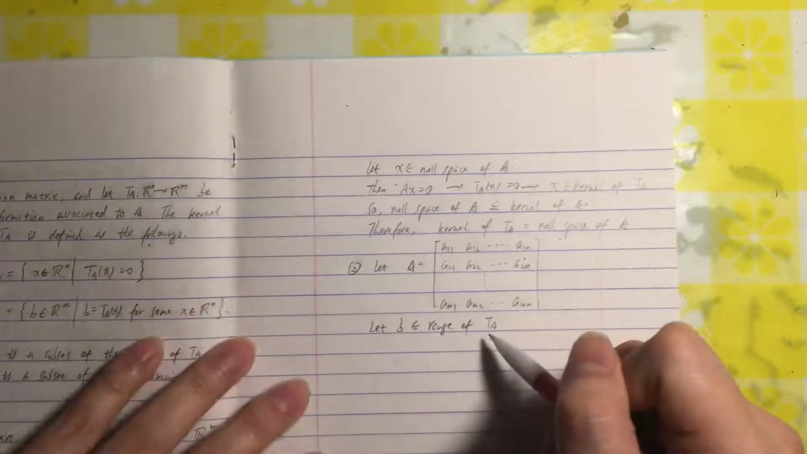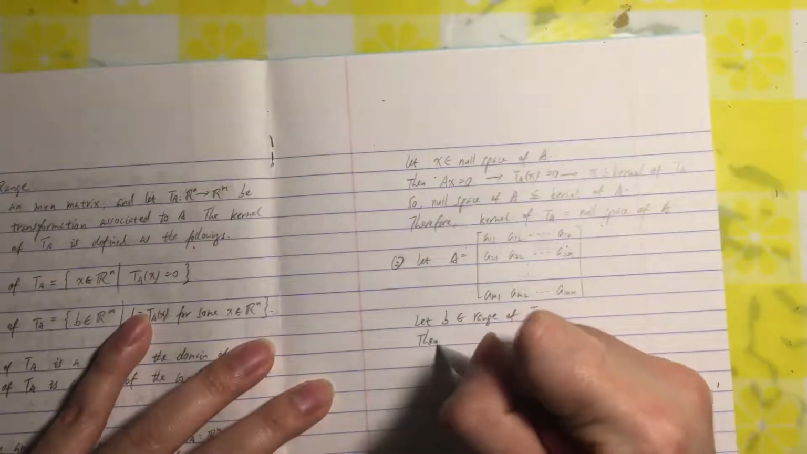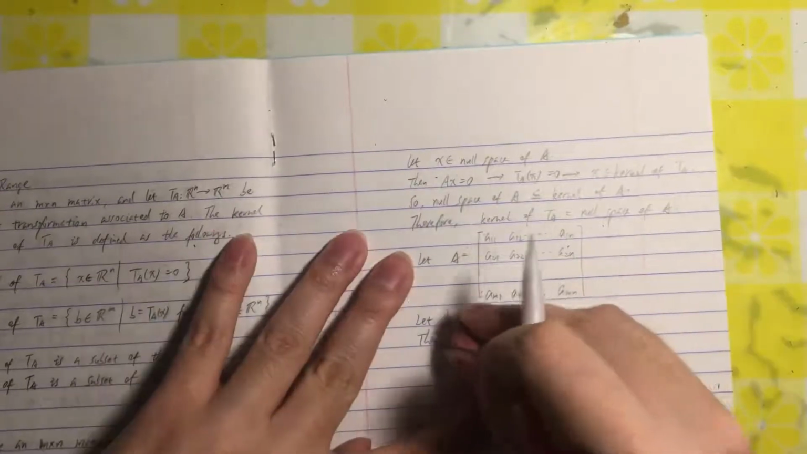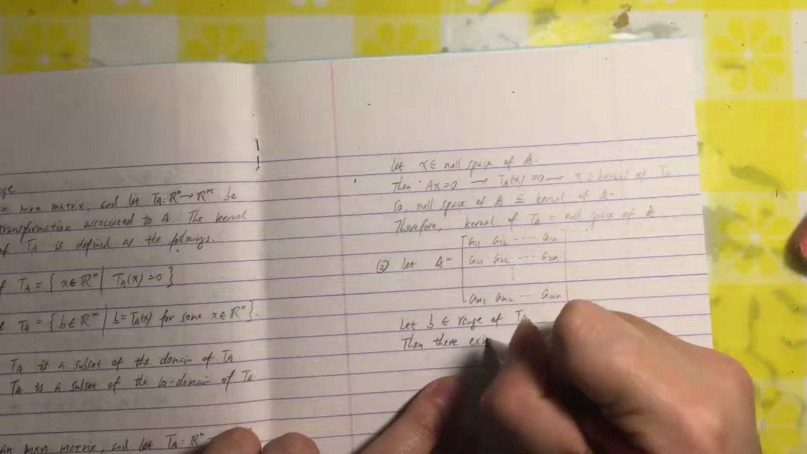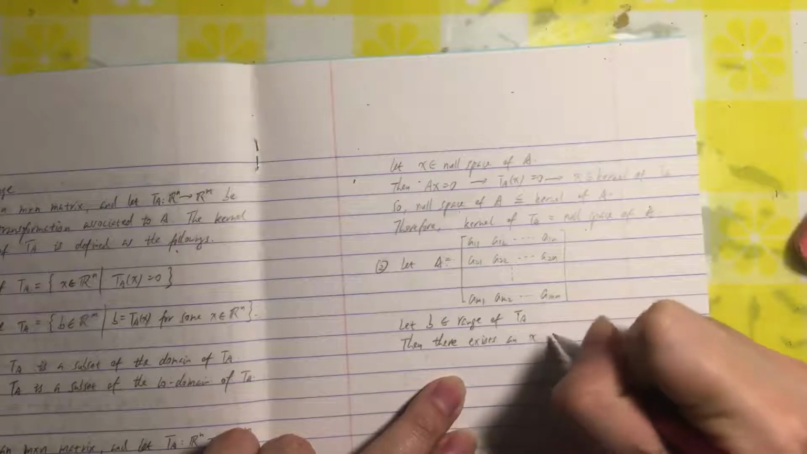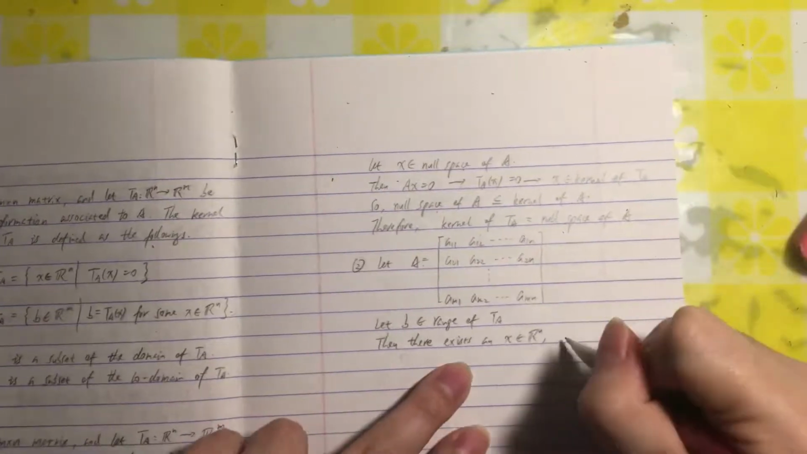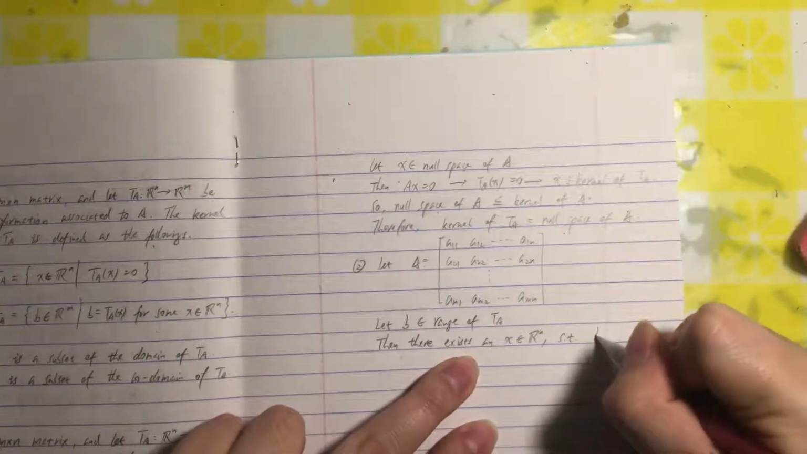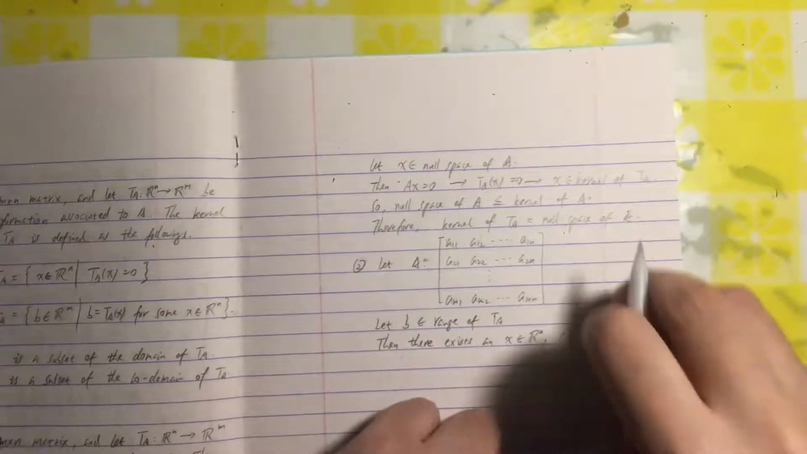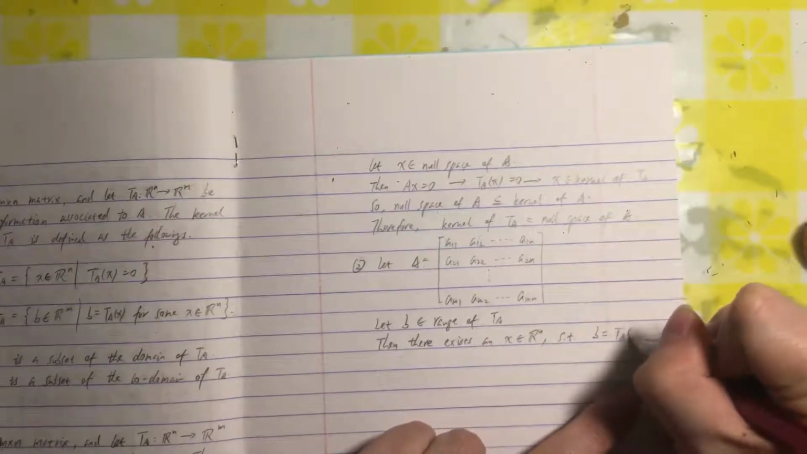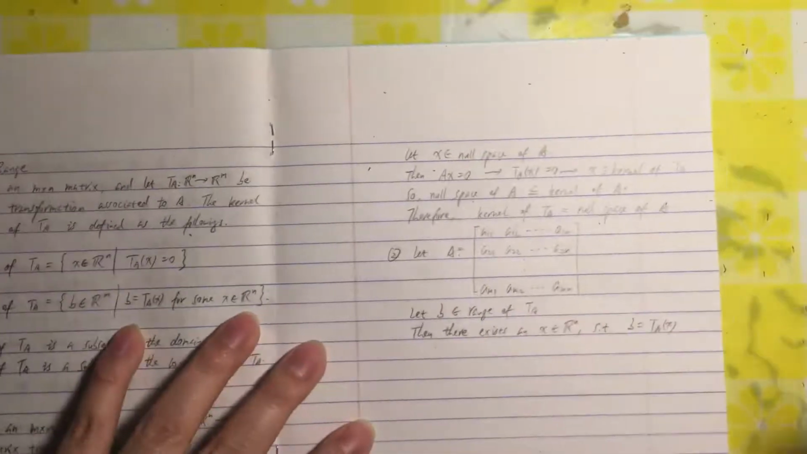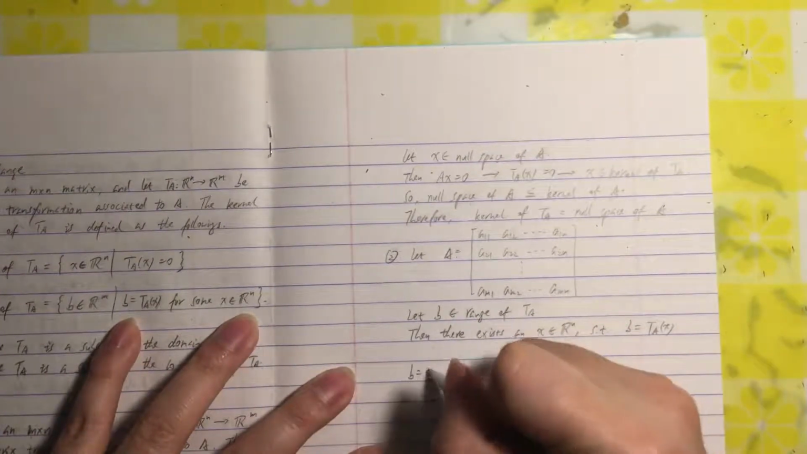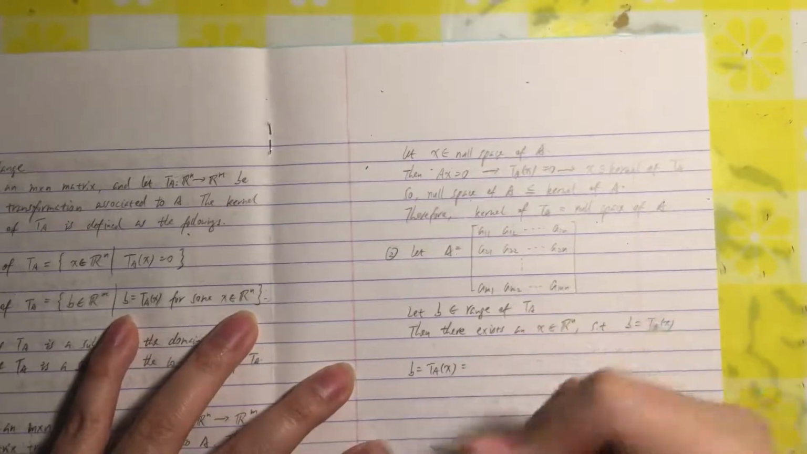Since B belongs to the range of T sub A, that means there exists X in the domain such that B equals T sub A of X. That's the definition of range. Then B equals T sub A of X, which can be rewritten as AX.